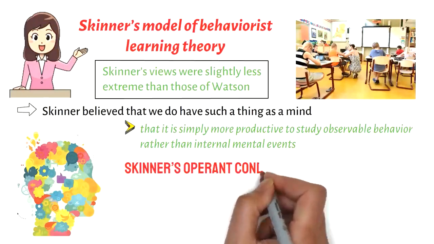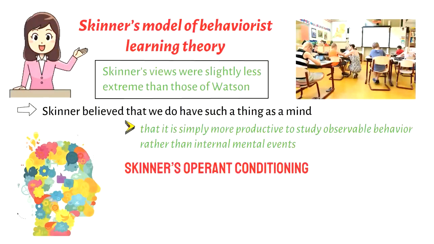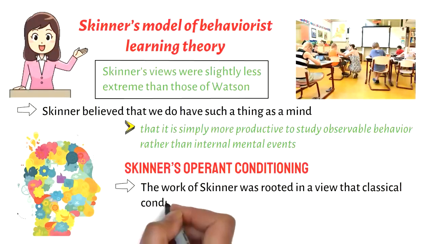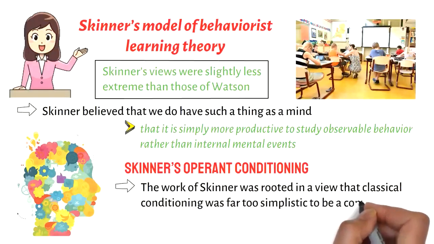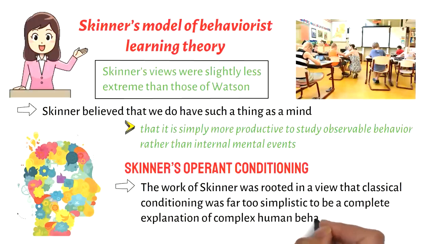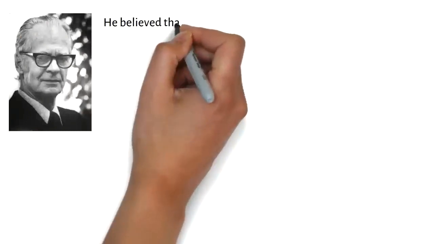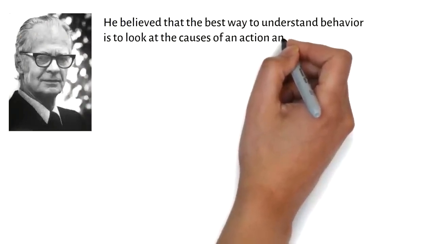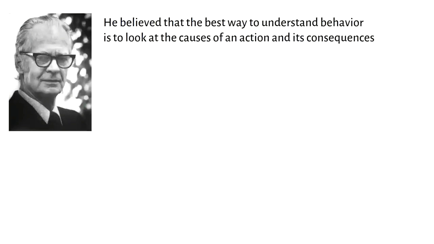Skinner's operant conditioning. The work of Skinner was rooted in a view that classical conditioning was far too simplistic to be a complete explanation of complex human behavior. He believed that the best way to understand behavior is to look at the causes of an action and its consequences. Again, he called this approach operant conditioning.